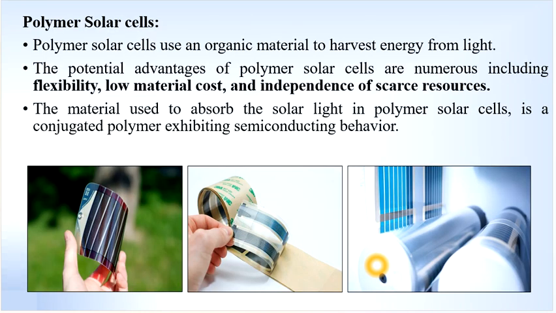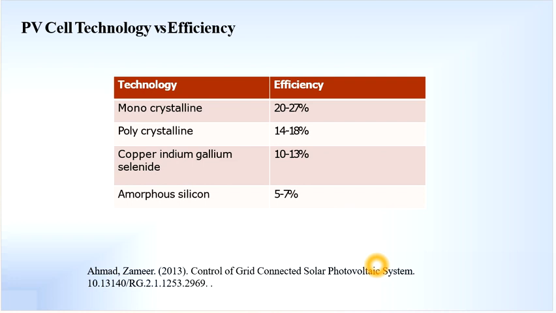So these are the different polymer solar cells which are shown here. You can observe, and the different efficiency ranges are also given. You can just go through this. Okay, they are gradually reducing from monocrystalline to polycrystalline. Just observe this, that's it.